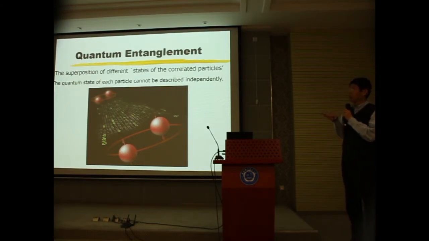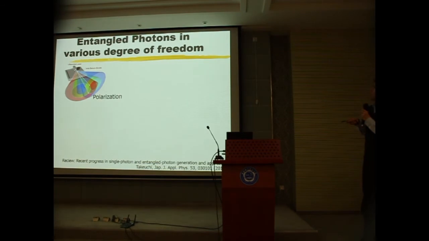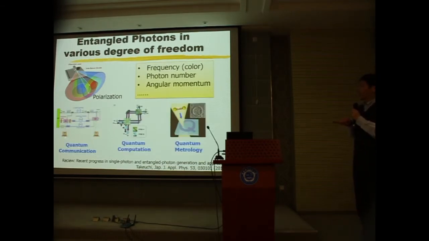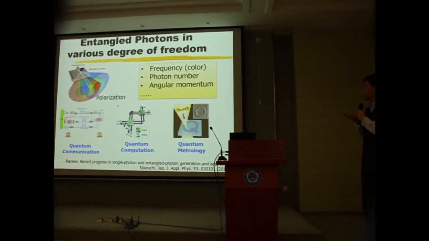correlated particles or photons, and the quantum state of each particular photon cannot be described independently. And actually, entanglement can be found not only in polarization, but also in many different degrees of freedom, like frequency or color, photon number in path, and angular momentum. And the application of those entangled states are also in various fields, like quantum communication, quantum computation, and quantum metrology.